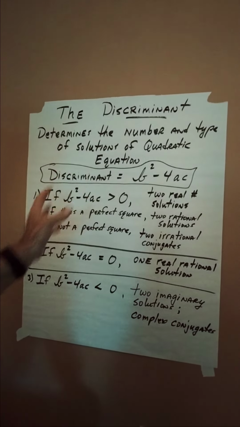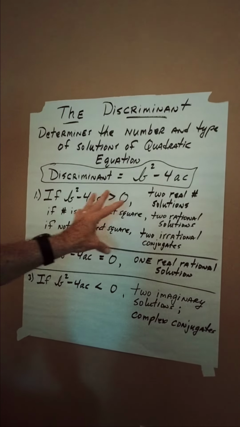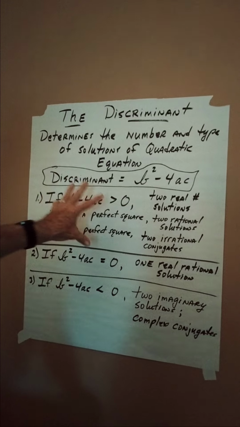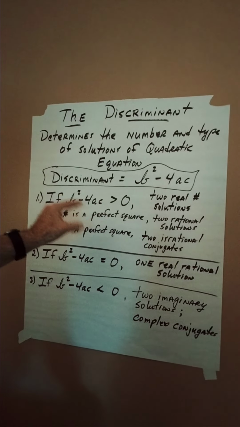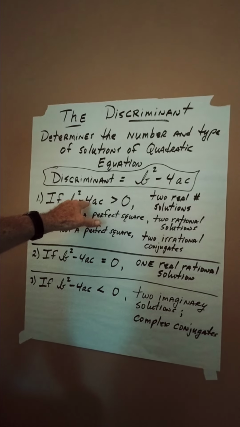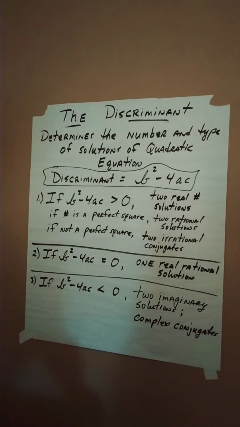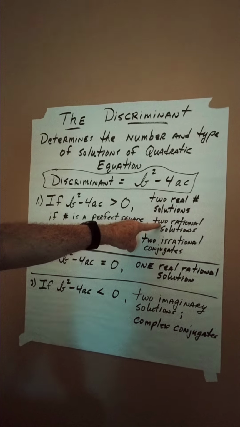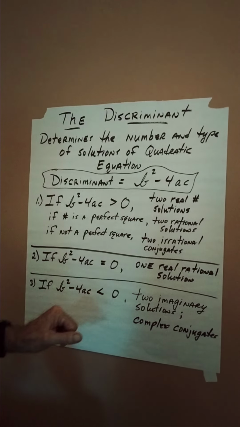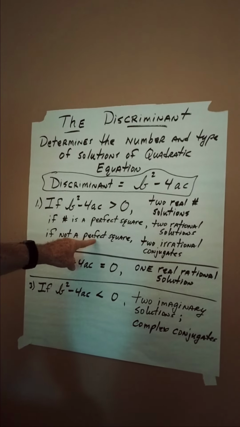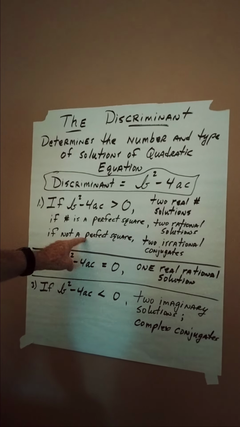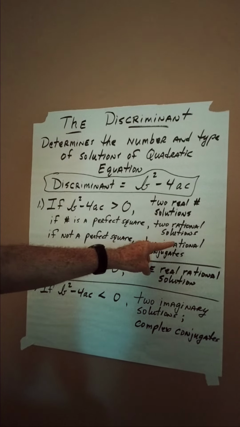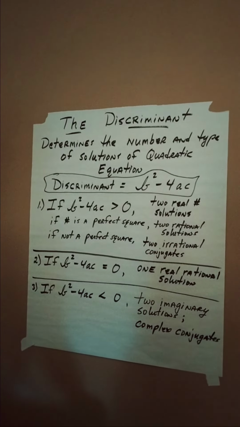So we have to spend a little bit of time on the notes and just sort of memorize these different conditions that are set forth. Let me just repeat it. If the value of the discriminant is greater than 0, and it is a perfect square, there will be two rational number solutions. If the value of the discriminant being greater than 0 is not a perfect square, there will be two irrational conjugate solutions.